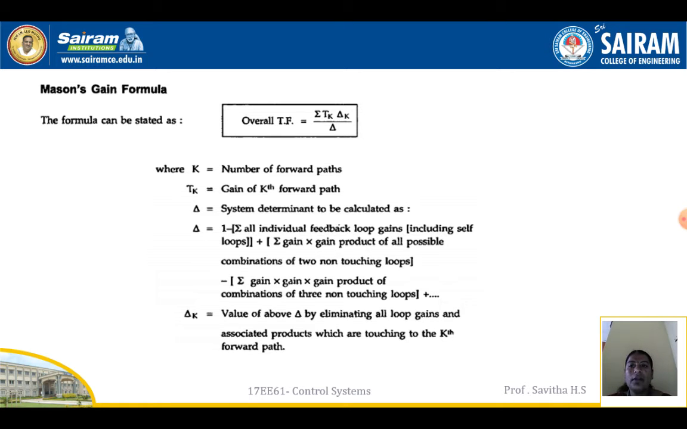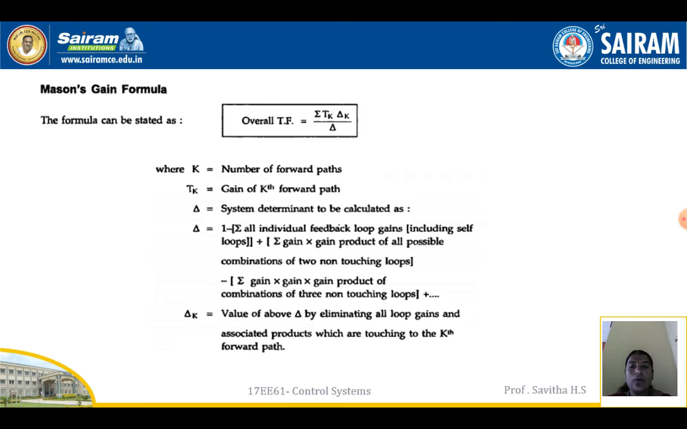Mason's gain formula. This formula can be stated as: overall transfer function is equal to summation Tk delta k divided by delta. K is the number of forward paths, Tk is the gain of the kth forward path, delta is the system determinant to be calculated as follows.